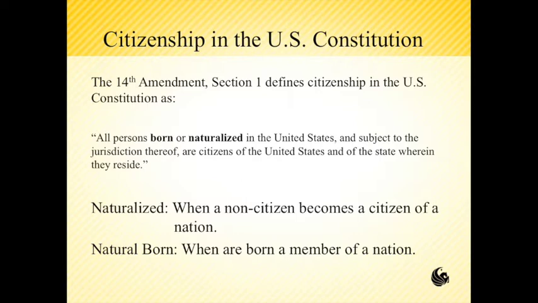So all people born here or naturalized. And remember, if you look at the bottom, naturalized is when a non-citizen becomes a citizen. So when you go through those steps we talked about earlier in the year to become a citizen, the naturalization process, and all persons born, which would be natural born, when they are born a member of this nation. So when you are a U.S. citizen from birth. So the 14th Amendment is where you will find the definition for citizenship in the United States. And a naturalized citizen is when a non-citizen becomes a citizen, and a natural born citizen is a person that was born a citizen of the United States. Make sure you filled in the guided notes for this section.